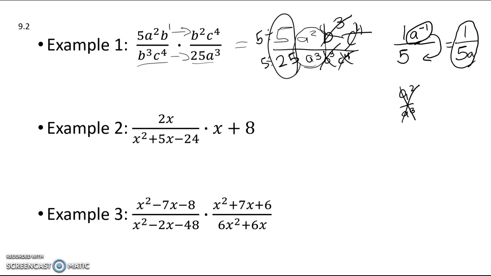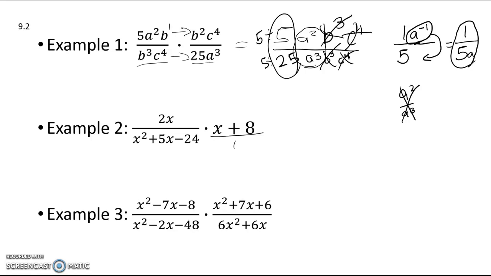So, example 2. Now I've got 2x over x squared plus 5x minus 24 times x plus 8. The first thing I would always do when multiplying is this: it's not a fraction on this side, it's just x plus 8. What I would always do is automatically make it x plus 8 over 1. I just put it as a fraction over 1. That way we're already in fraction form, so we don't have to go back and forth.